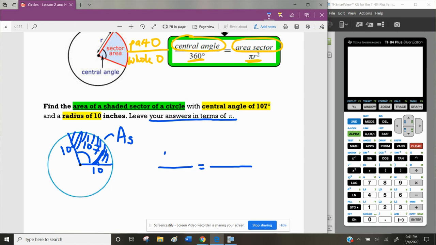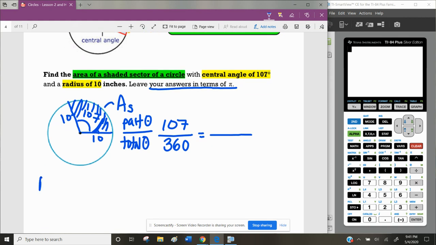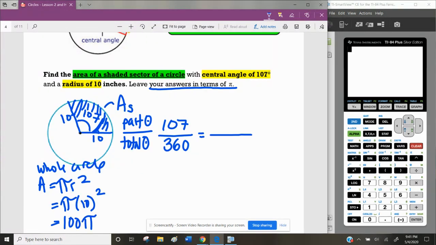Let's see. Okay, so I know my central angle is 107 out of a total of 360 degrees. So my part of the circle to the whole or total circle. Okay, so I need the area for the whole circle. Its area would be pi r squared, and our radius is 10. So that means that is 100 pi for the area. I'm going to leave it in the exact form right now. We'll take care of the rest when we actually solve. So A sub S, area shaded, is what we're looking for. So that goes here, part of the area over the total area.